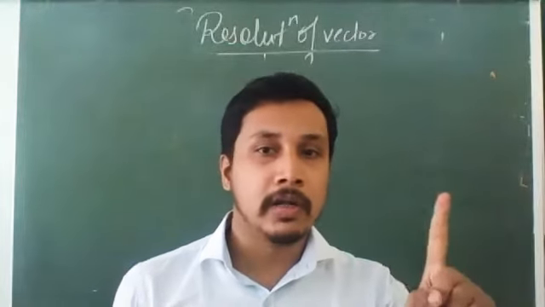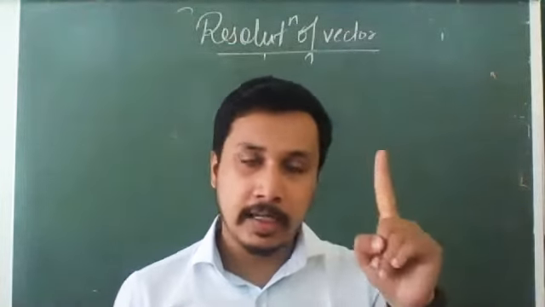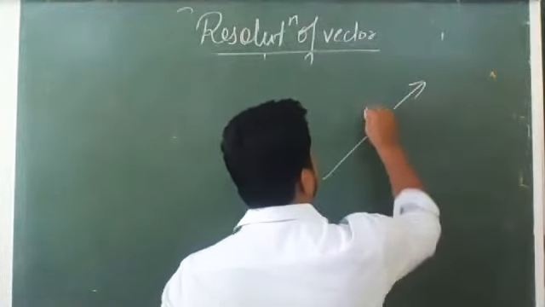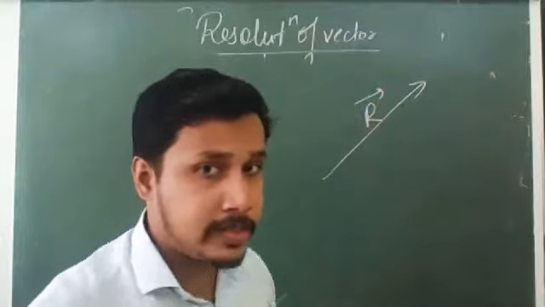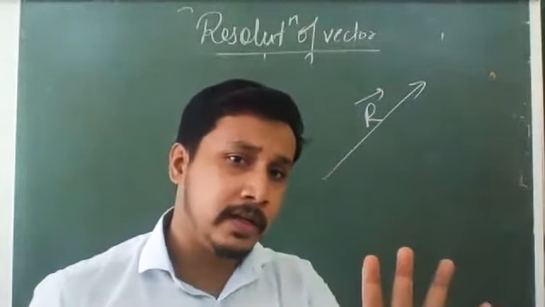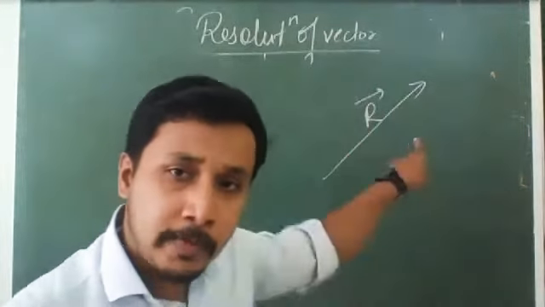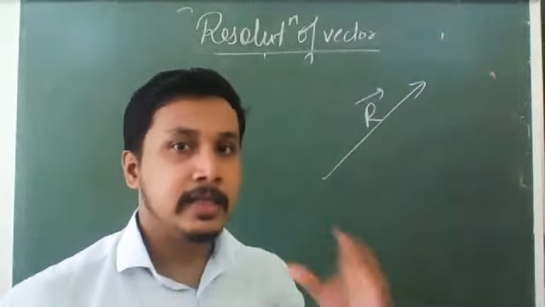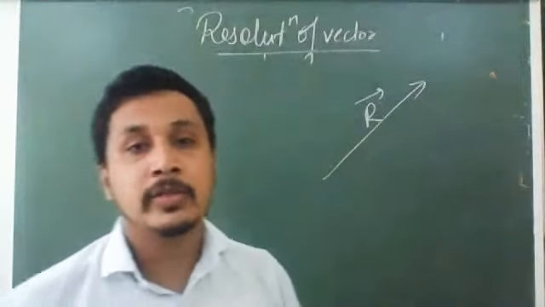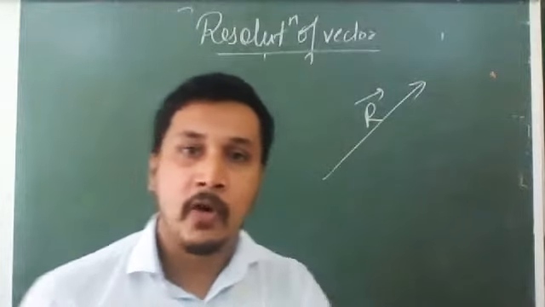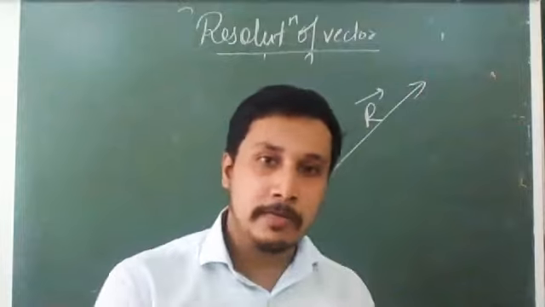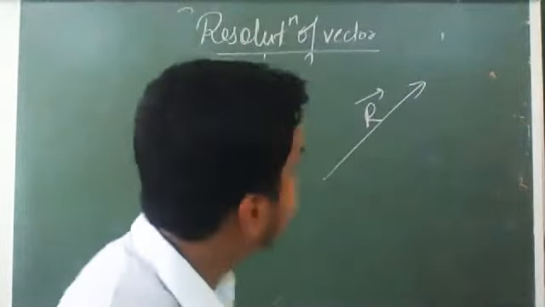If I resolve a single resultant vector, can I get the two component vectors which have contributed to form this resultant vector? Yes, that is what we are going to learn in resolution of vector, how we get the components of the vector which form this resultant vector. Before that, we have to look at an important topic, that is unit vector.